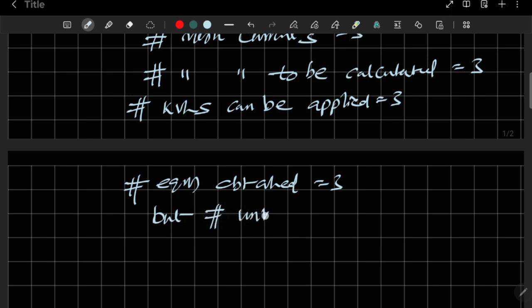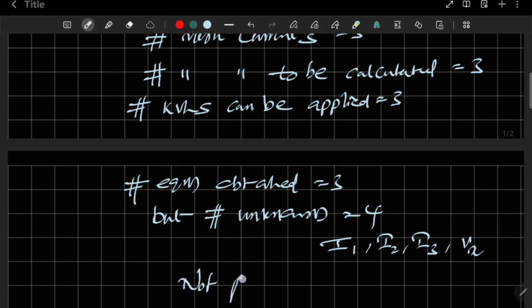number of unknowns is equal to 4: I1, I2, I3 and Vx, sorry, I naught, otherwise Vx, whatever it may be. Okay, I1, I2, I3 and the voltage across the I naught they will give, but we don't know what is Vx. Number of unknowns is 4. Okay, so not possible to calculate.